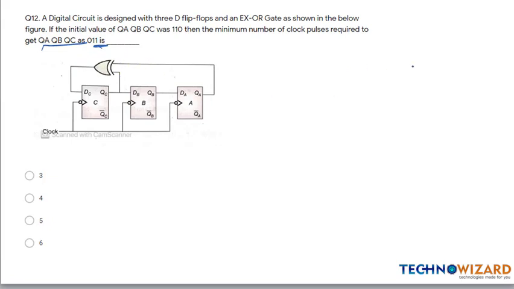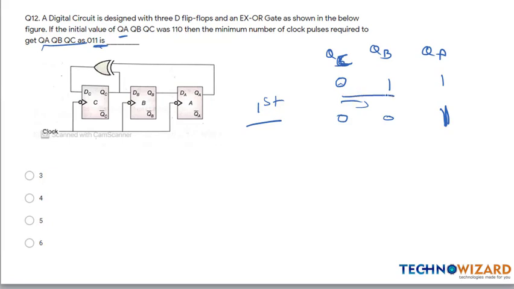Let's write QA, QB, QC. From this, QA is equal to 1, QB is equal to 1 and QC is equal to 0. On applying the first clock pulse, 1 1 XOR is 0, as QA and QB are the input for the XOR gate. And by shifting the values of the D flip flop, 0, 0, 1.